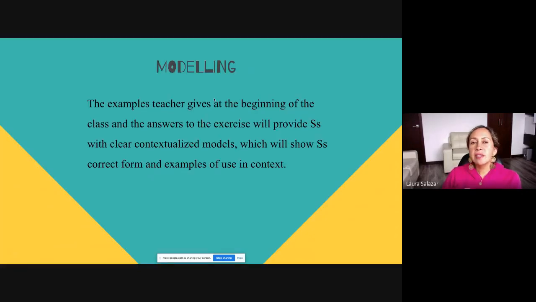For modeling, the examples teacher gives at the beginning of the class and the answers to the exercise will provide students with clear contextualized models, which will show the student correct form and examples of use in context. This is very important because the teacher will model and will show exactly how each activity should be done, giving the students, after they do the activity, a way to compare and see if they are wrong or if they are right.